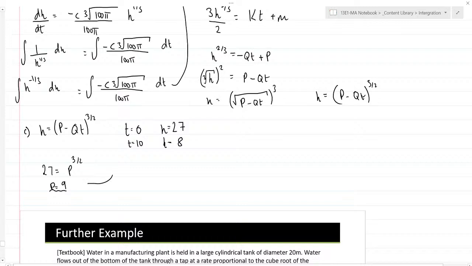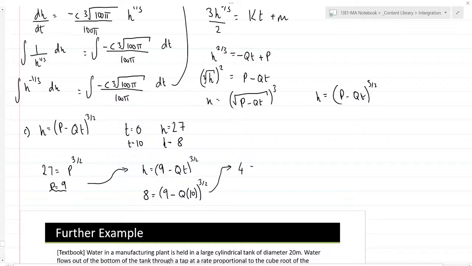So then I will sub that in. So h is equal to 9 minus Qt, all to the power of 3 over 2. So then sub in 8 and 10. So 8 is equal to 9 minus Q times by 10, to the power of 3 over 2. Cube root of 8 is 2. All to the power of 2 is 4.